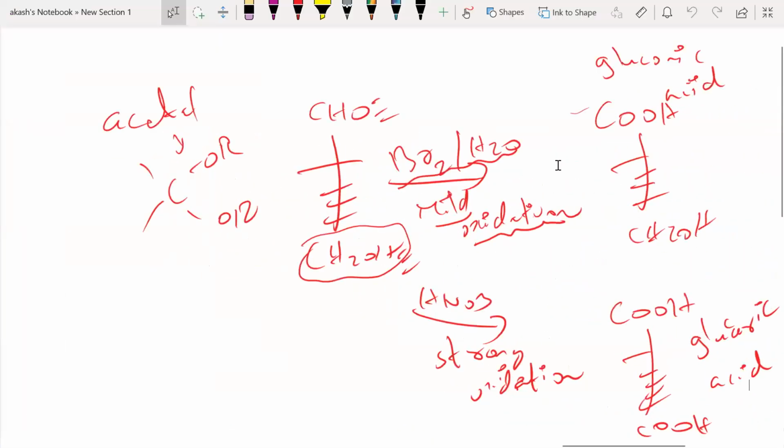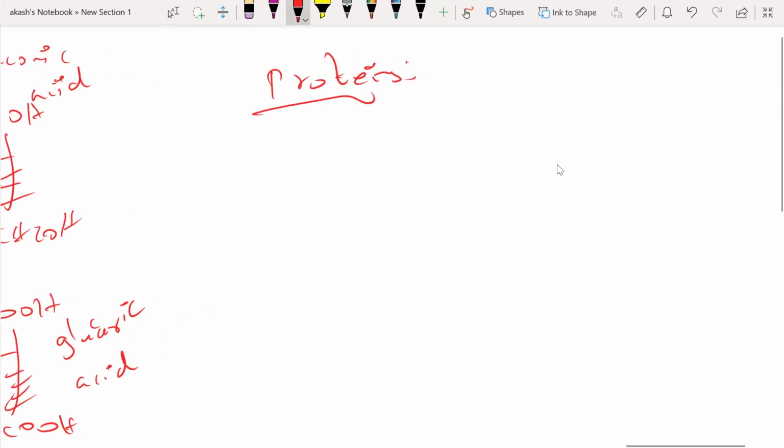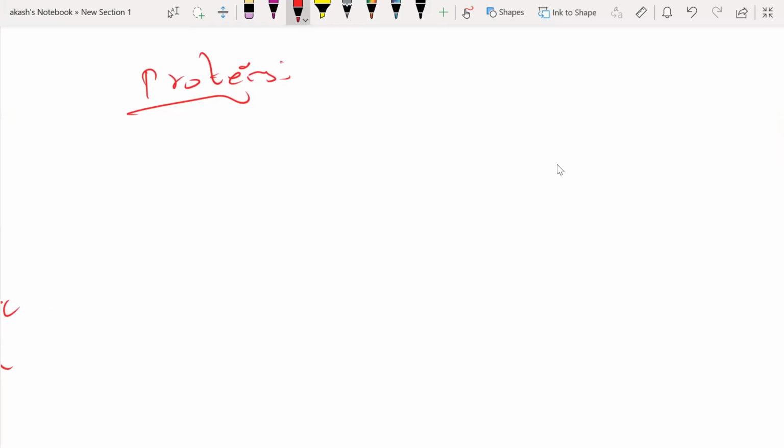Okay, so that was about your carbohydrates. So next thing, obviously, is proteins. See, people, this entire biomolecules chapter is a branch of chemistry called biochemistry, or I can even call it chemical biology.